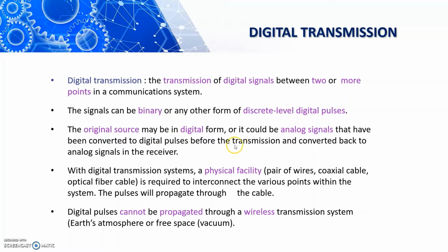For digital transmission, it is required to have a physical facility, which means it cannot be propagated through a wireless system. It must have a medium, for example, a coaxial cable, wires, optical fiber, and so on.